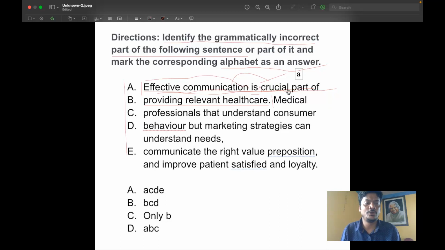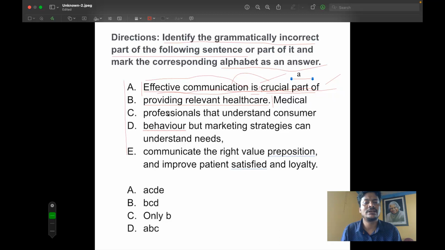So that would be the error in option A. That's what we find because crucial part of providing relevant healthcare is a compound noun, and it is in a predicative position. Therefore, it should carry the article a. We can't use the, which is a definite article. We are not talking about a particular effective communication. We are saying that any effective communication is a crucial part of providing relevant healthcare.